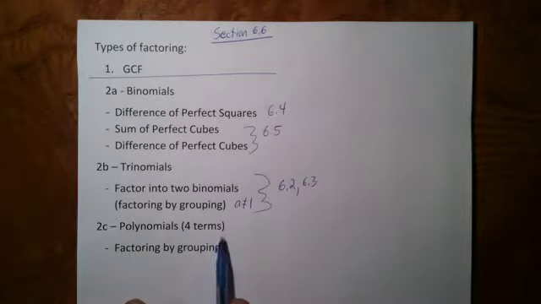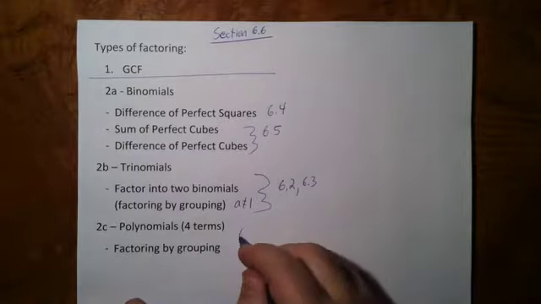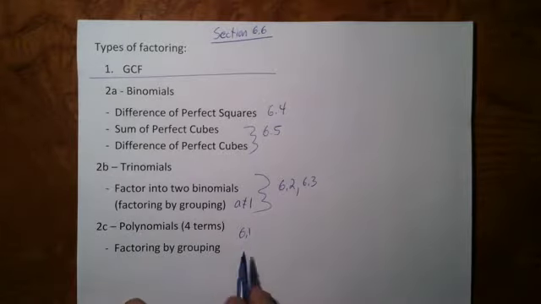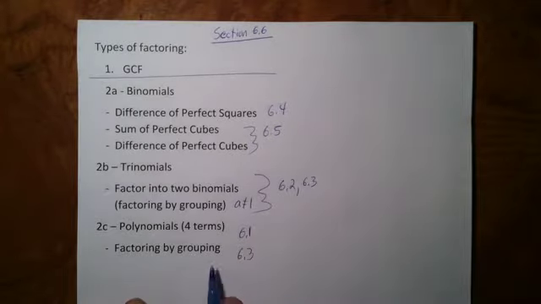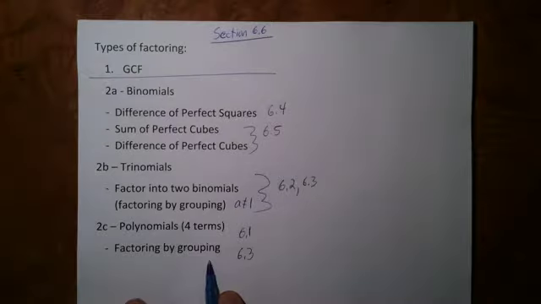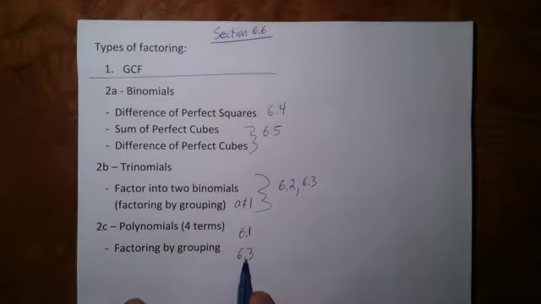For polynomials of 4 terms, we apply the type of factoring known as factoring by grouping typically. Now, we can't always factor them, but if it can be factored, we apply this technique. In 6.1, we factor polynomials that contain 4 terms using this technique only. In 6.3, we use the technique of factoring by grouping as a step in the process in factoring trinomials.